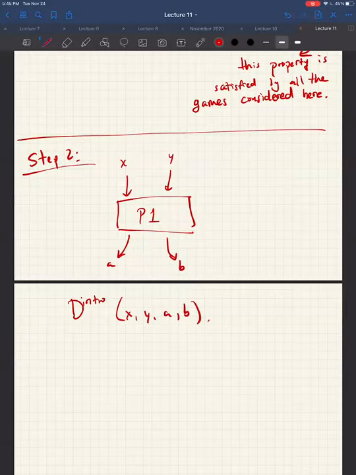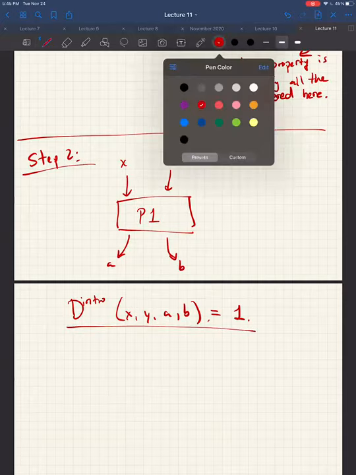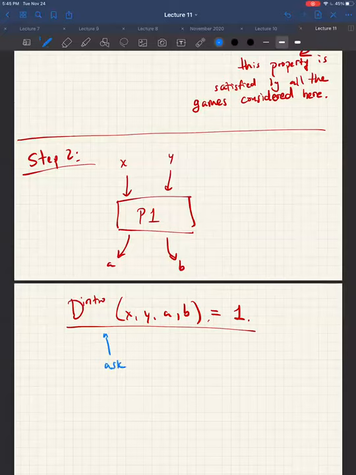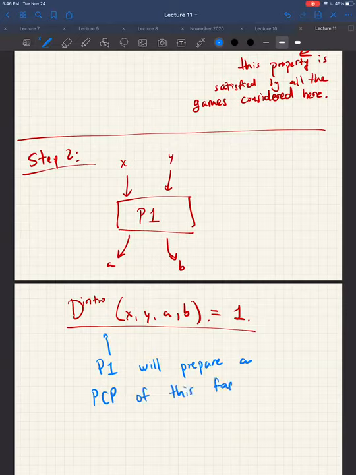So we're going to ask P1 to provide a probabilistically checkable proof of the statement D intro X, Y, A, B is equal to 1. So P1 will prepare a PCP of this fact, if it's true. If it's not true, then P1 will just do something, but because it's a probabilistically checkable proof, we will be able to verify whether it's a correct proof or not.